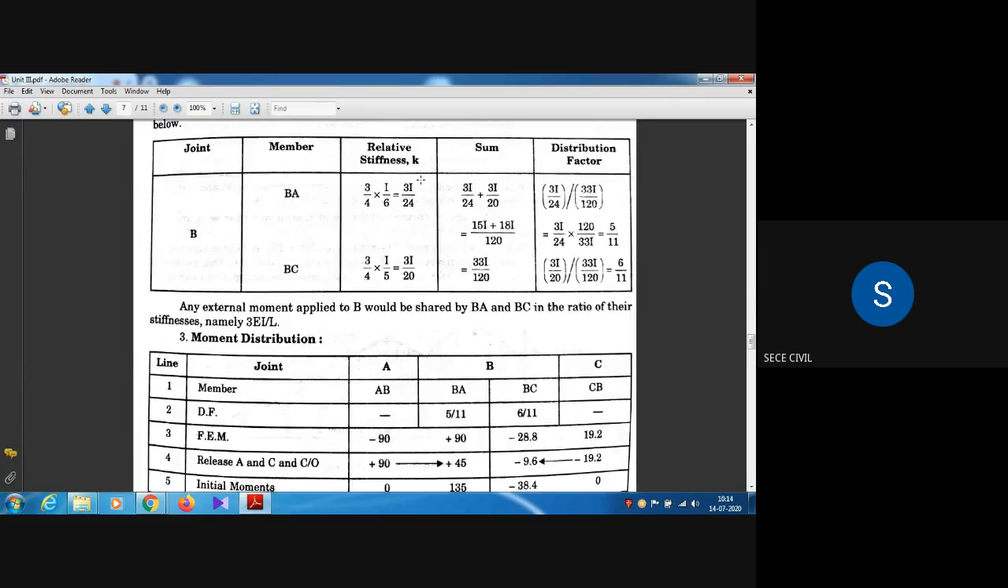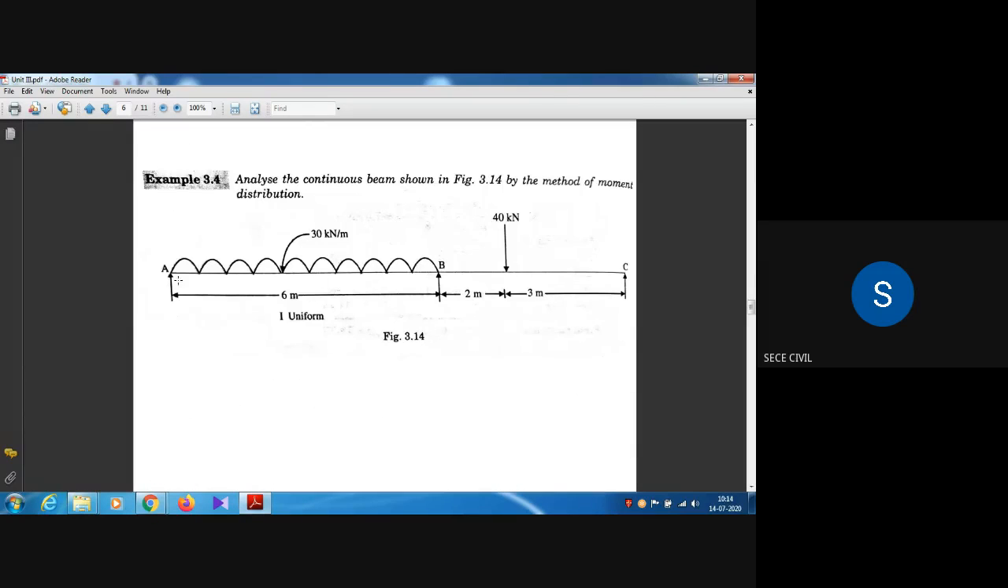You can see here in joint A, member AB. In joint B, members BA and BC, 2 members. Joint A has only 1 member, AB. In joint B we have 2 members, BA and BC. Next we have joint C. In joint C we have only 1 member, that is CB.